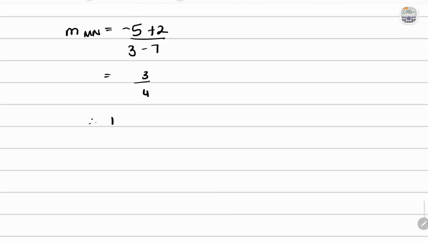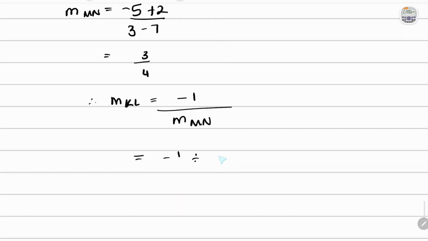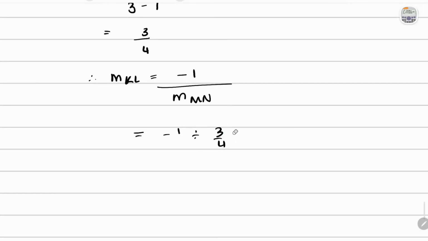Therefore, the gradient of KL would be found by saying -1 over the gradient of MN, which is really -1 divided by that. If you divide by this number, it just switches over and gets multiplied by a negative, which is -4 over 3. And that is the gradient of KL.